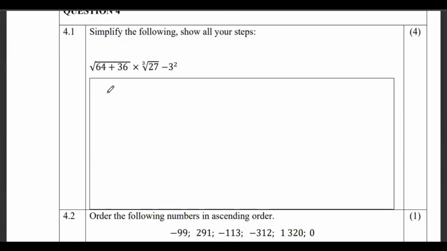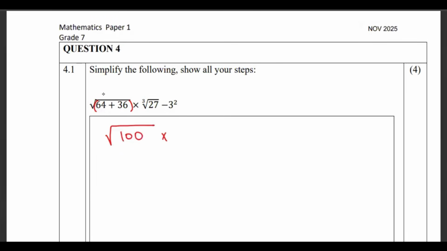Question number 4, simplify the following. So we have integers now. So whenever you have a square root and numbers inside, have a plus or a minus, you have to start by adding what is inside. So we know that 36 and 64 is 100. I'm just trying to rewrite everything the way it is before I simplify.